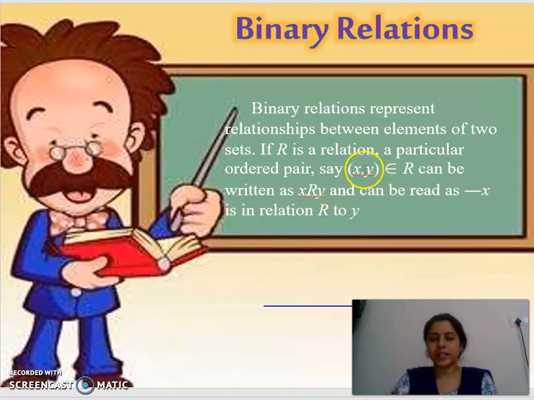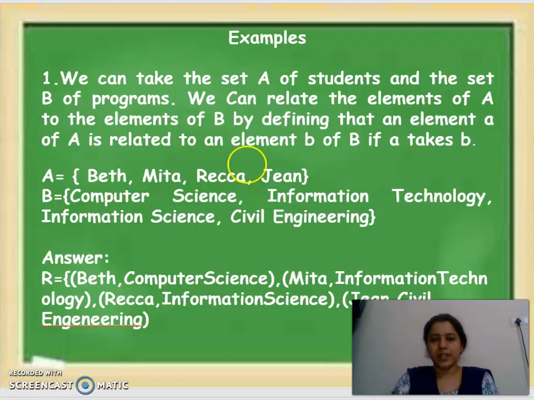So how we take this x and y: if there are two different sets, then x will be taken from the first set and y will be taken from the other set. If the two sets are the same set, then both x and y are taken from the same set, and there is a relationship between x and y. Let's see some examples so that we'll understand very easily.